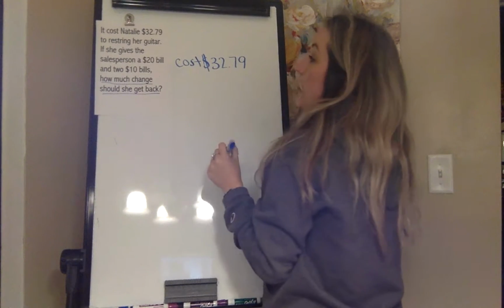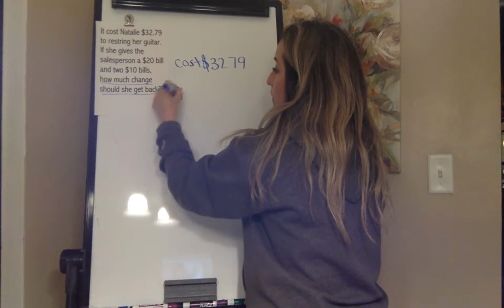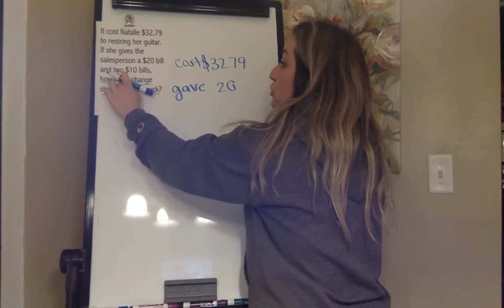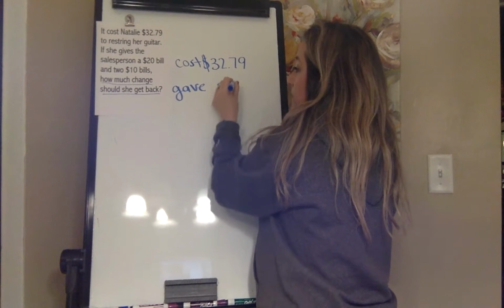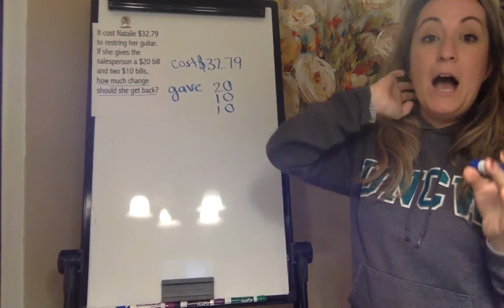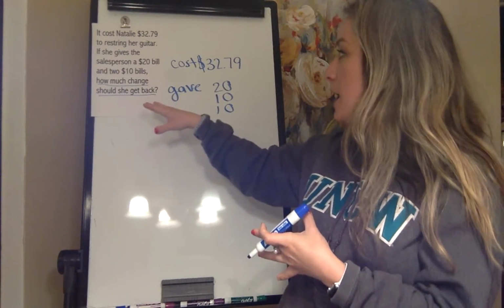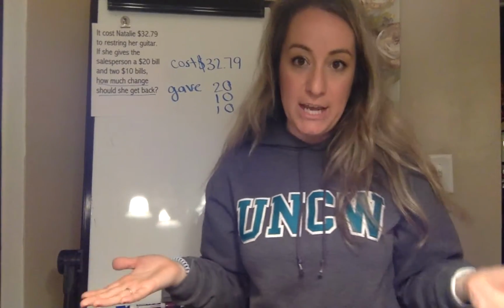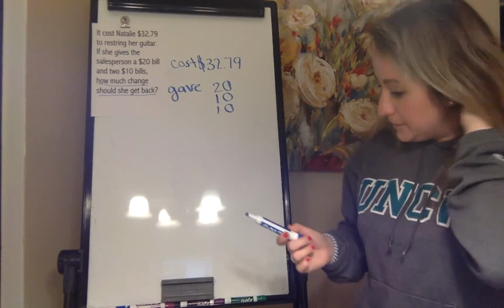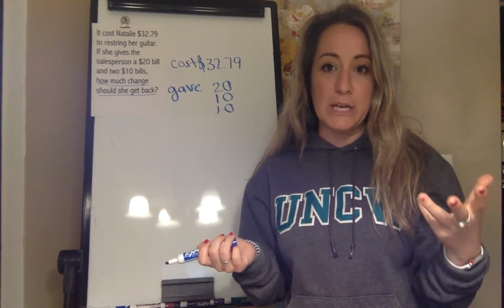Okay. I know she gave the salesperson a $20 bill and two $10 bills. So I'm going to put a 10, a 20, and another 10. Okay. So now I've listed out everything I know, and I'm trying to figure out how much change she gets back. First, I have to know how much total money she gave. So she gave a $20 bill, a $10 bill, and a $10 bill. So in order for me to figure out the total of how much money she gave to the sales clerk, what do y'all think that we need to do here?